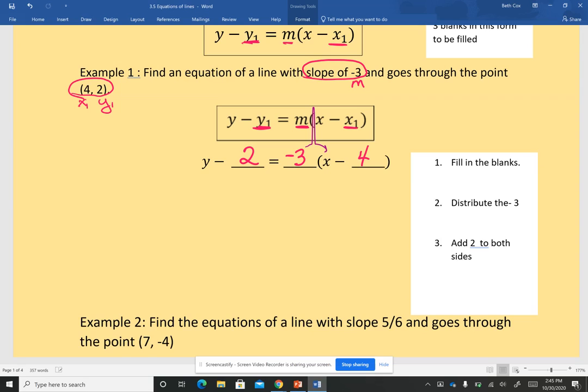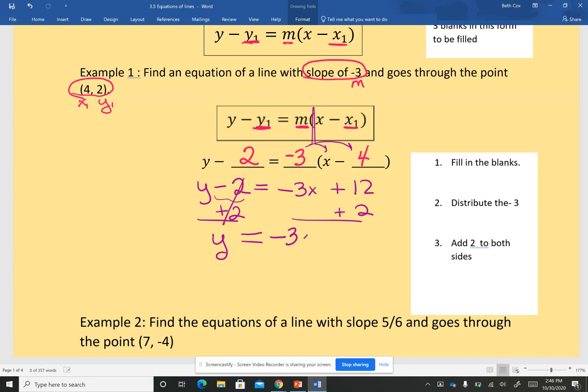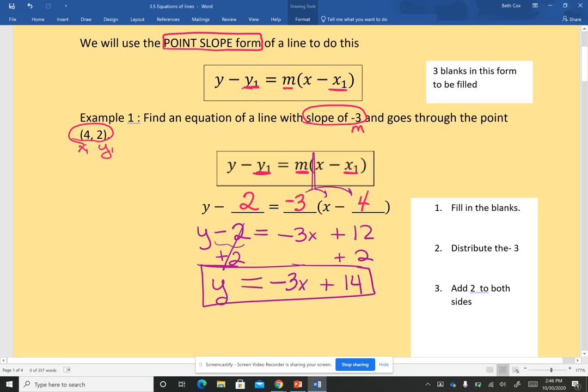So I fill in the blanks, and then I'm going to distribute the negative 3. So I'm going to distribute that. It'll be a negative 3x plus 12. Bring down the y minus 2. And then I want to make it say y equals. So I'm going to add 2 to both sides. And it's going to say y equals. Now what is it going to say? It's going to say y is equal to negative 3x plus 14. So here is the equation of the line that is required here.